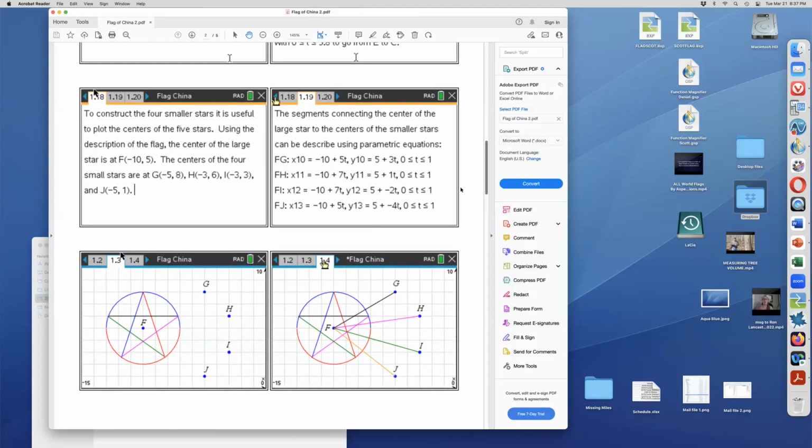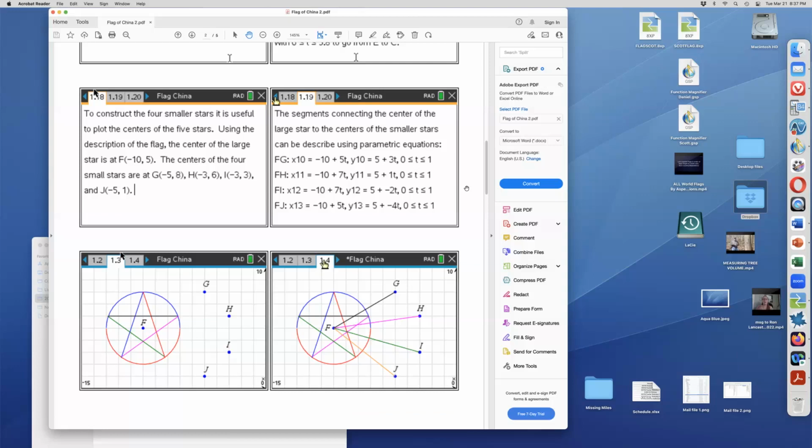Again, it's easy to do this with parametric equations because you can see the slope, like in FG, you can see how many units it goes over and how many units it goes up and get the slope from that. When you write the parametric equations, which are right above the slide on the right, you can see that it's all starting from point F, the center of the large circle, and going to those other points using the slopes that you see. So those lines are going to be useful as we continue to describe the small stars that are around the large star.